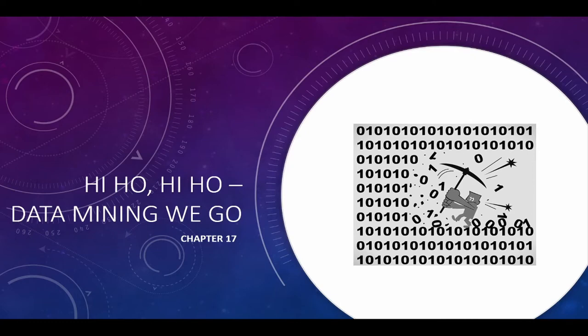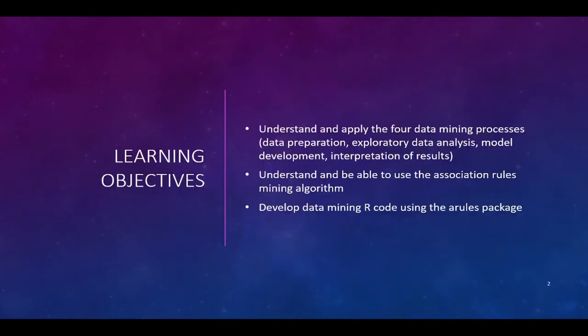So we are going to learn how to understand and apply four data mining processes: data prep, exploratory data analysis, model development, interpretation of results. Then we're going to discuss the association rules mining algorithm in depth, and we're going to learn how to use that and apply it in R using the A-Rules package. So let's get started.